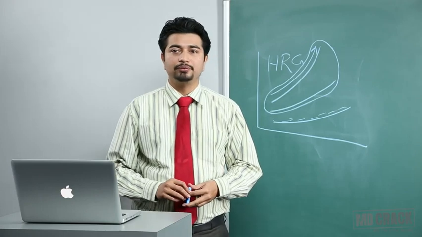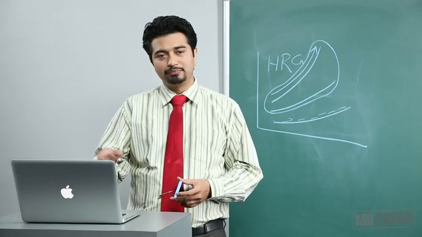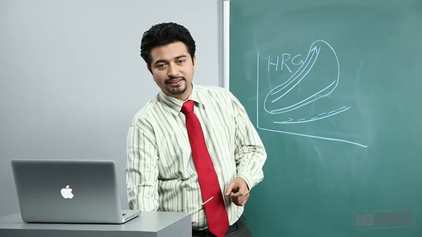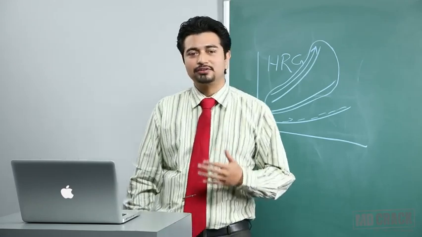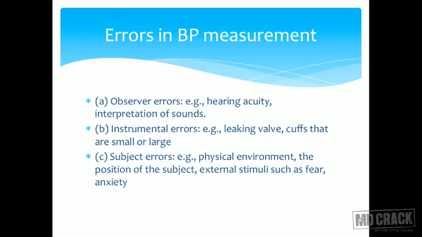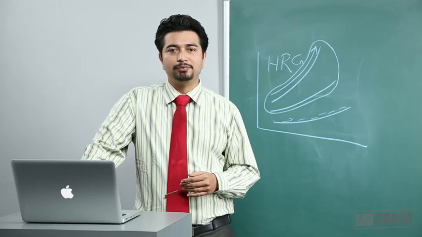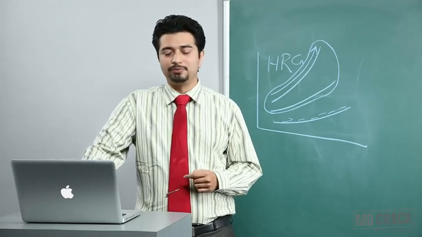Errors in BP measurement. We had seen this with other errors also, but measurement of blood pressure is a classical example of many errors, because there can be a number of errors in this. First is observer error. Hearing acuity, classification of the sounds, interpretation of the sounds varies from person to person, and that can be a big problem. If 3 or 4 people take blood pressure, everybody's value will be different. So this is observer variation.